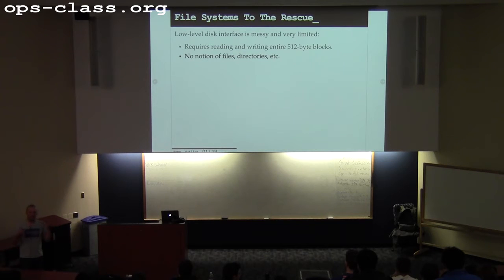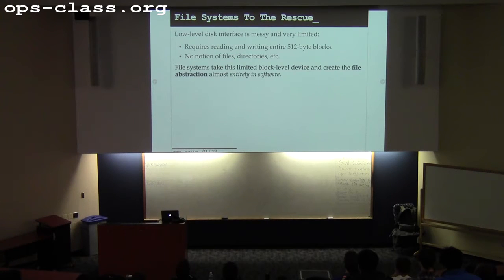The disk, what the disk knows is that it has an array of 512 byte chunks. It says, which chunk would you like to modify? That's it. So all it understands is numbers. Everything else on top of that is all done in the file system. And this is what's kind of cool about file systems.